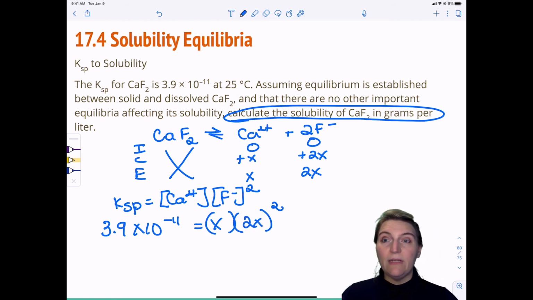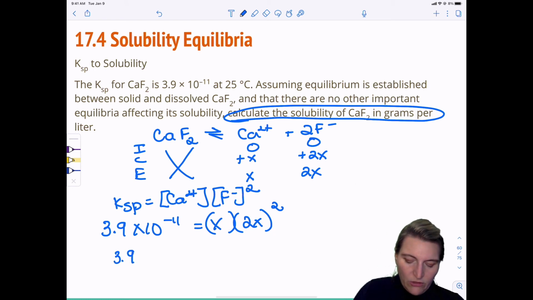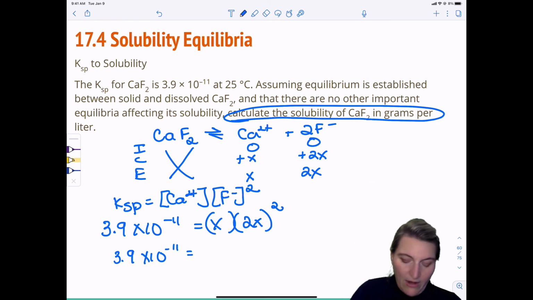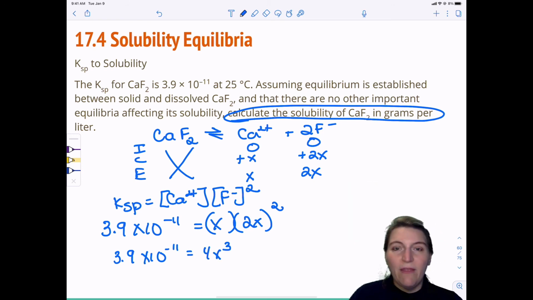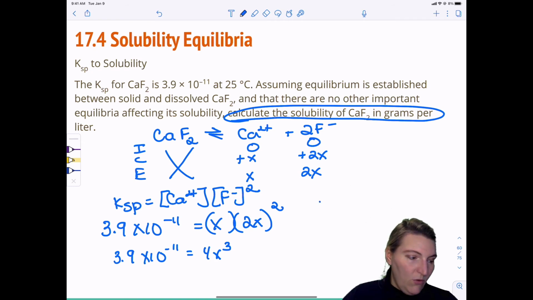And students will often think this isn't right. I'm taking that into account twice, the fact that there's twice as much fluoride. But it is right. This is exactly how you do it. So now we just solve using algebra. 3.9 times 10 to the negative 11 equals, and when you do that out, it will equal 4x cubed. That's going to actually happen a lot, that the right-hand side is going to equal 4x cubed. When we solve for x, we get x is equal to 2.13 times 10 to the negative 4.